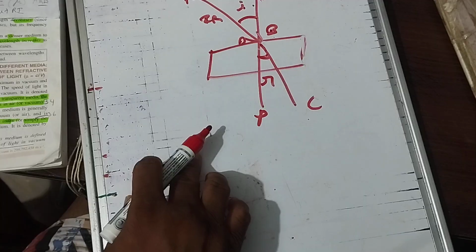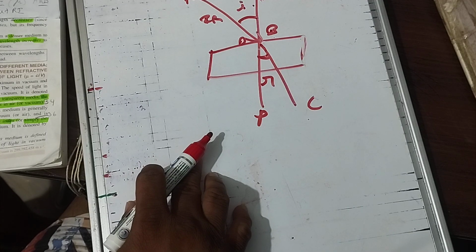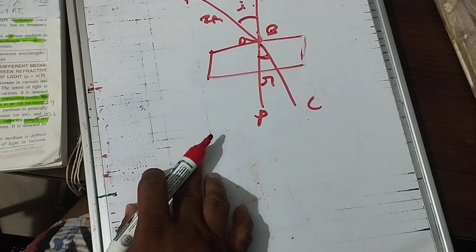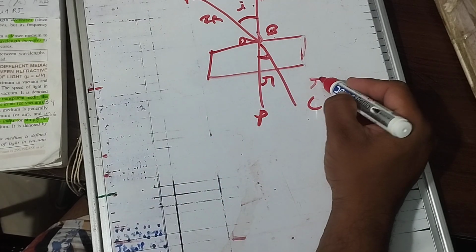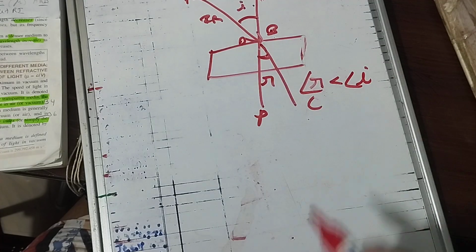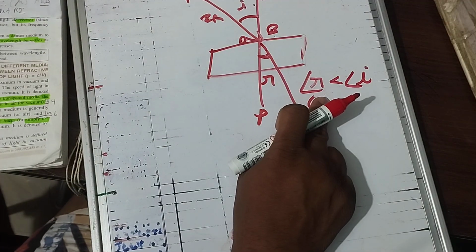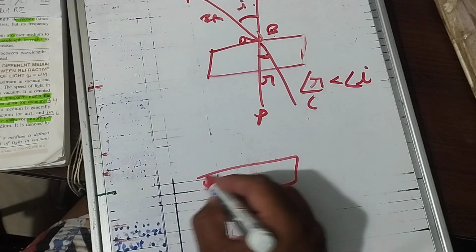Okay, the next topic is about the angle of refraction. When a ray of light travels from a rarer medium to a denser medium, the light ray bends towards the normal. This means angle R is less than angle I, so the angle of incidence is greater than the angle of refraction.